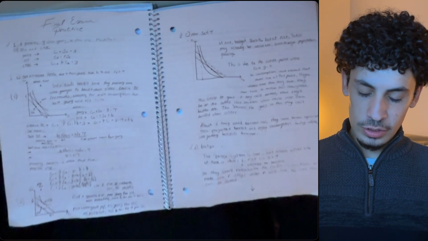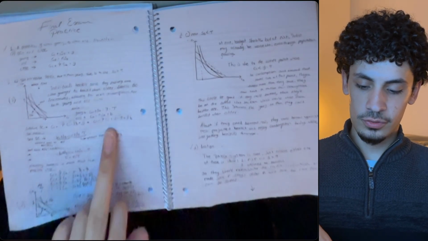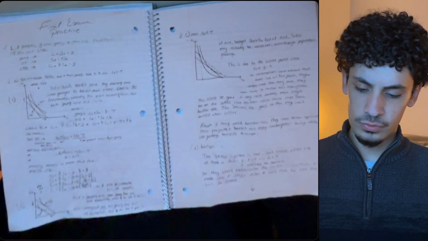So the budget constraint simply changes, which is the same C1 plus 1 over R C2. This is supposed to be C2.